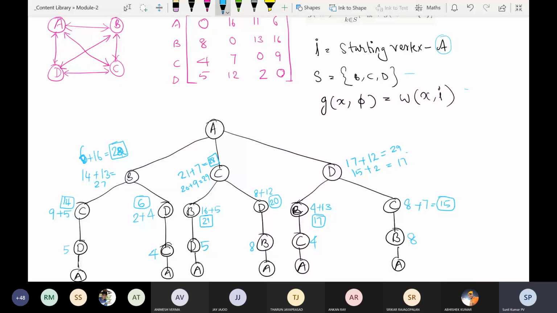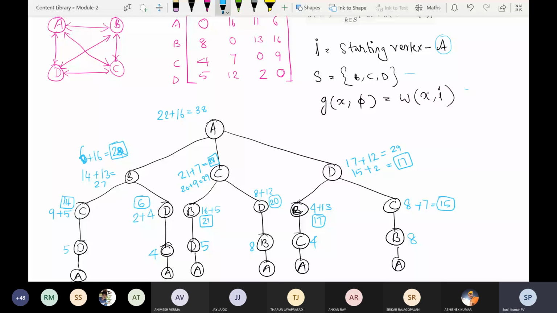Now come to A. How many choices do we have? Three choices. All these three choices have to be marked, and one of them should be taken, and it is to be the minimum one. So the first choice is 22 plus A to B. A to B is 16. 22 plus 16 equals 38.